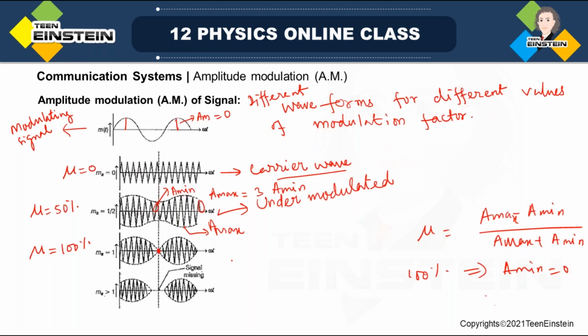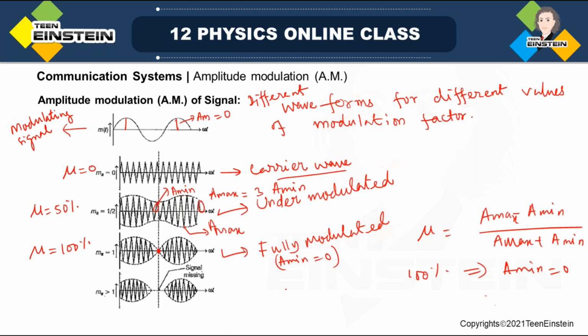This is called fully modulated. So carrier wave is fully modulated here. And here, what is the condition? Condition is A min is zero.